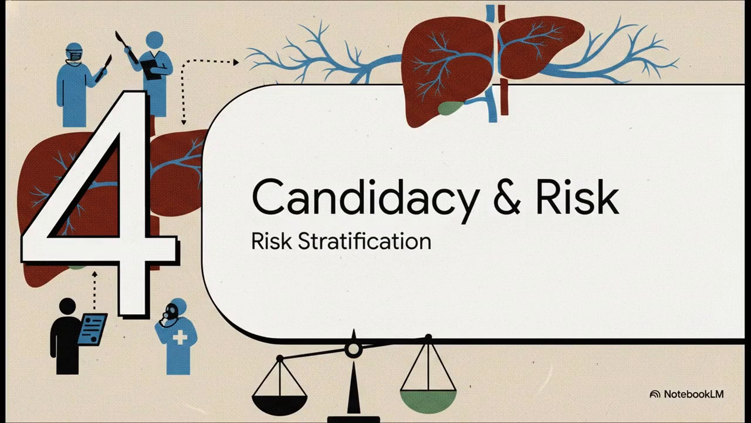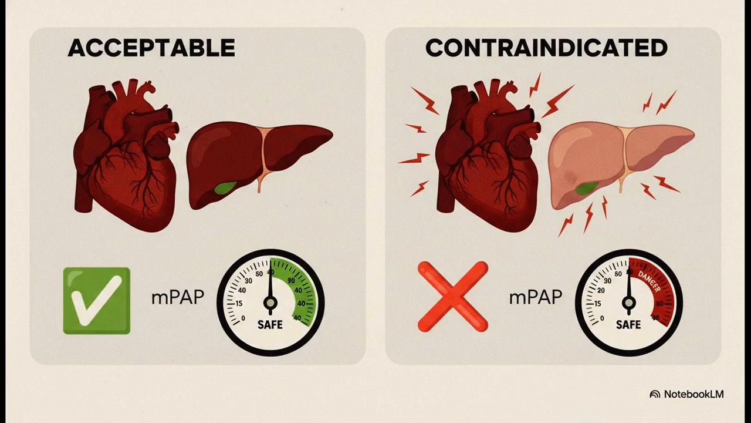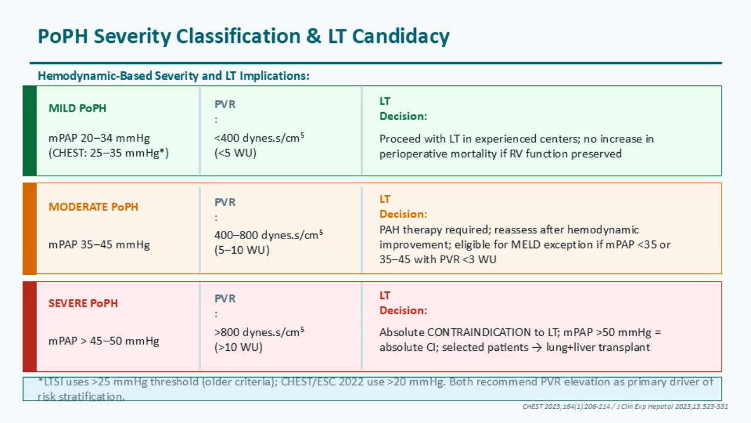Section 4. Candidacy and risk stratification. Having initiated these targeted medical therapies, we seamlessly arrive at the ultimate multidisciplinary decision point. For the surgeons, the hepatologists, and you all in anesthesia, who is actually safe to list for a new liver? We must ruthlessly contrast the acceptable candidate against the absolutely contraindicated profile.